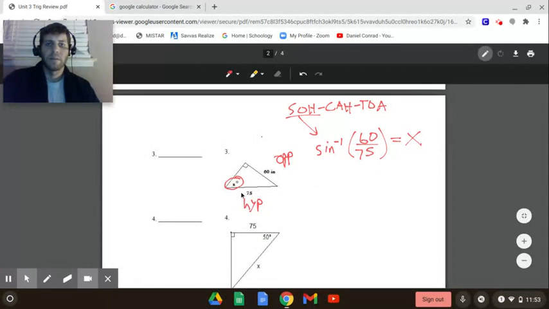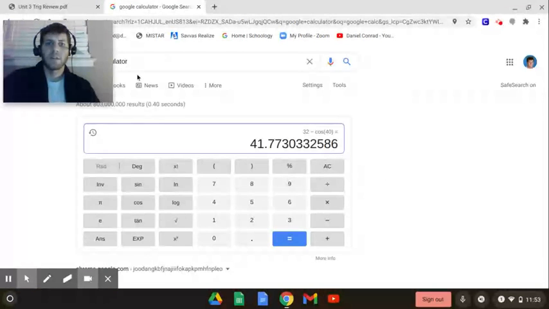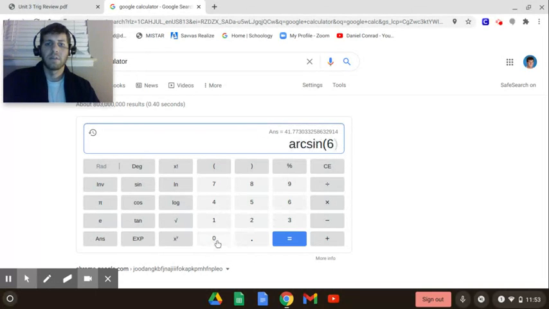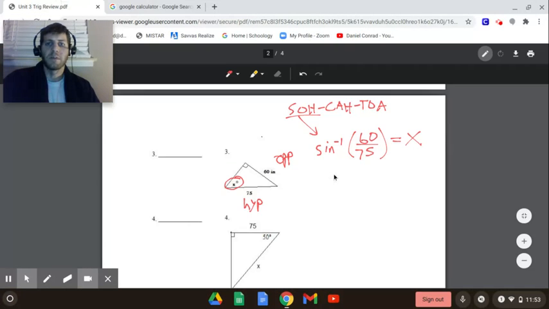All right, solving for an angle, so we're using inverse. Okay, we go to our calculator, make sure it's on degrees. We're going to do inverse sine, 60 divided by 75. That's going to be 53.1 degrees. So 53.1 degrees is x. Right, 53.1 degrees.